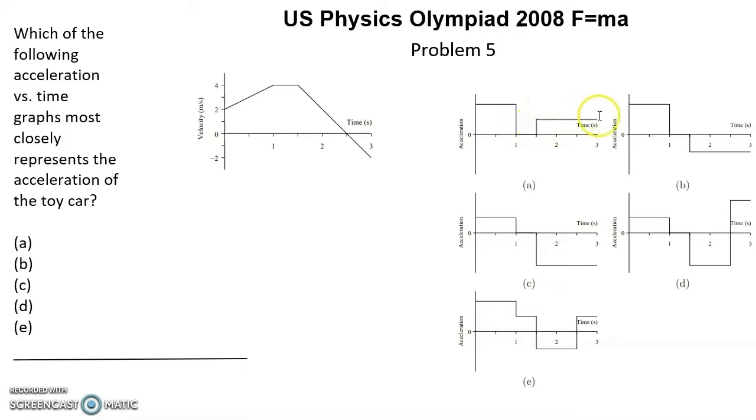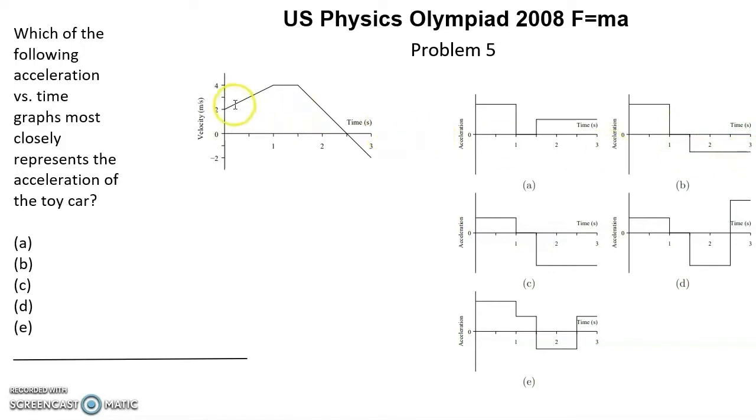But here we have positive, so it's no good. We're supposed to have a negative. So A is no good. B. We have positive from 0 to 1 and 0 from 1 to 1.5. And we have negative there.